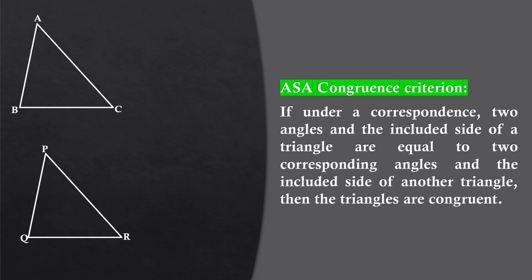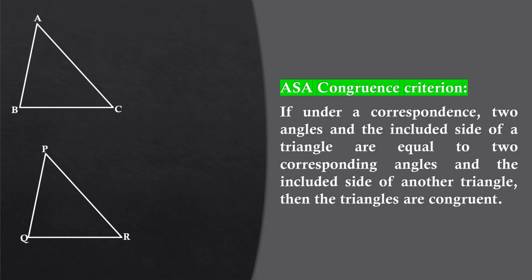Once again, A, S and A stands for angle and S stands for side. So the congruency criteria says, if under a correspondence, two angles and the included side of a triangle are equal to two corresponding angles and the included side of another triangle, then the triangles are congruent. In SAS, there were two sides and the included angle. Here it is just opposite, two angles and included side.